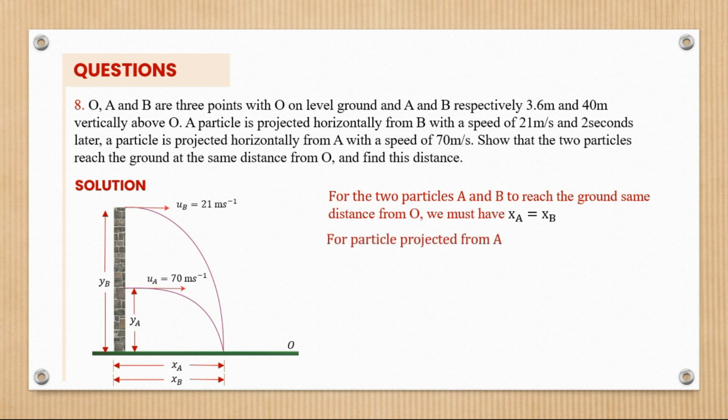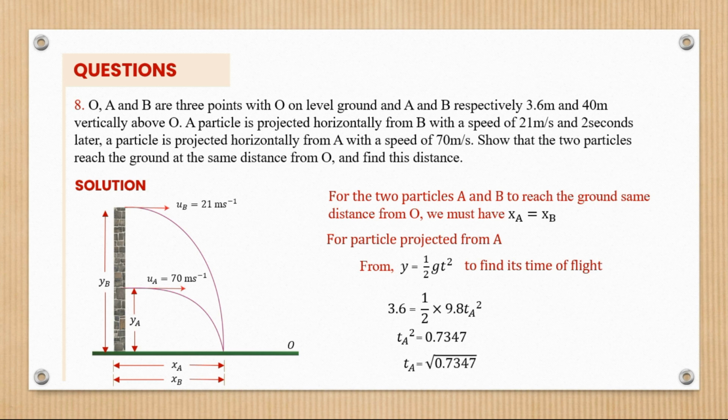So let's deal with the particle A. For the particle projected from A, from y is equal to a half gt squared, we're going to first find its time of flight. 3.6 is equal to a half times 9.8 tA squared. So tA shall be representing the time of flight of this particle. So tA squared shall be equal to 0.7347, of which tA shall be equal to root of that, which is equal to 0.857 seconds. So that is the time of flight of the particle projected from point A.